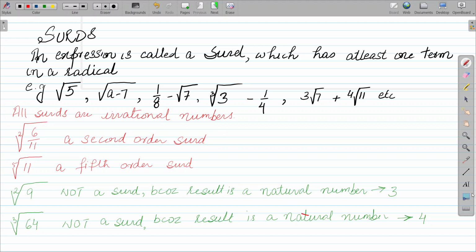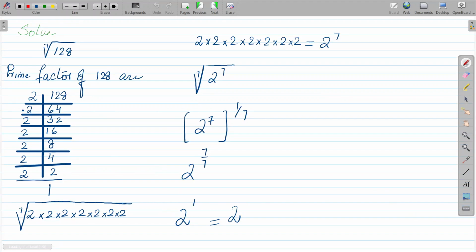Okay, so very important. Now we go to a very simple example. Say you have to take out the seventh root value of 128. So we have to take out the seventh root of 128. If we perform prime factorization of 128, it will be what? 2 6s are 12, 2 4s are 8, again 2 32s are 64, 2 16s are 32, 2 8s are 16, 2 4s are 8, 2 2s are 4, and 2 1s are 2.